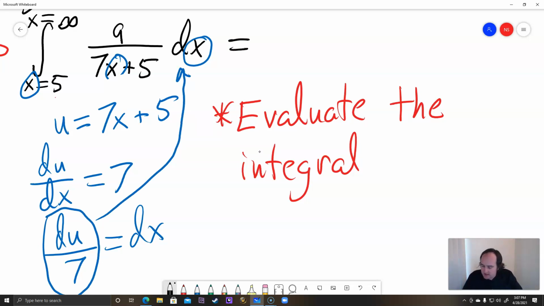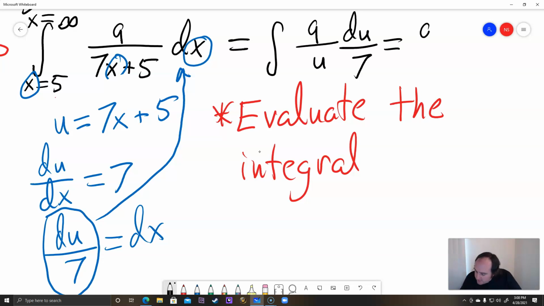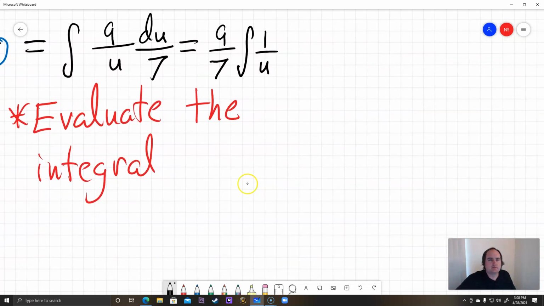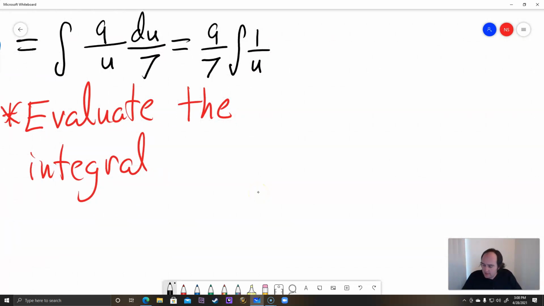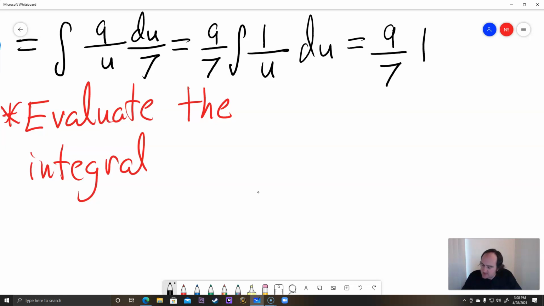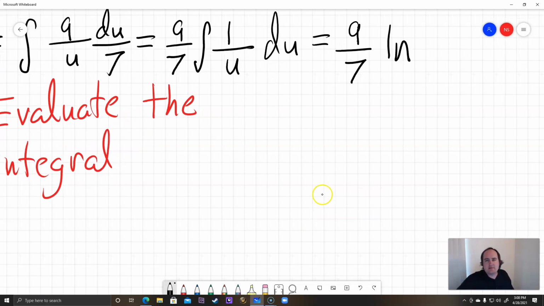So that's going to give us the integral of 9 over u times du over 7. And then we can factor out the 9/7 out front. So we have 9/7 times the integral of 1 over u du, which is going to give us 9/7 times natural log of absolute value of u.